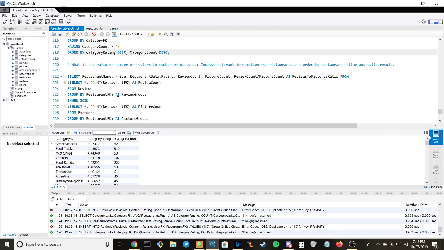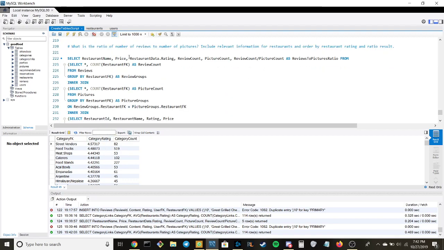The next question I'll be going over is what is the ratio of number of reviews to number of pictures. This will include relevant restaurant information, and it will be ordered by restaurant rating and then ratio result. So we will select the restaurant name, price, and rating. These are the relevant restaurant information, and we will include the review count and the picture count, and ratio these.